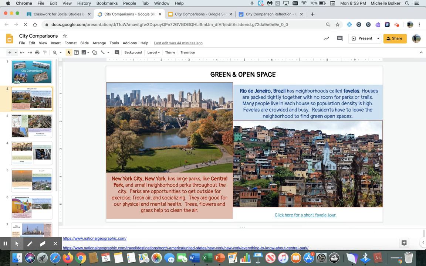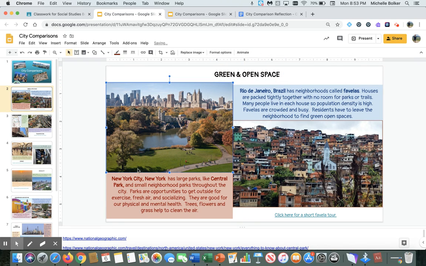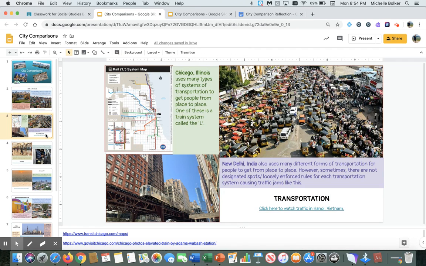In this Google slide, there are different categories or different parts of a city that you look at for livability. The first part we're talking about here is green and open space. Here's New York City in Central Park, and then here's Rio de Janeiro, Brazil, and these are the favelas in Rio de Janeiro. What we want you to do is analyze these pictures, read the captions, and really think about the differences between these two pictures. You are going to be looking at each of these slides.